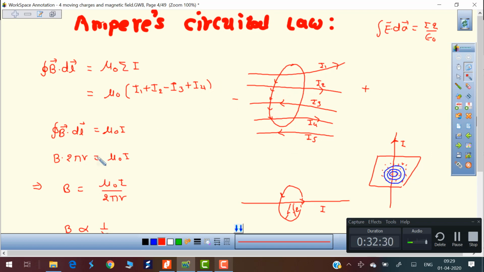Integration of B dot dl is equal to mu 0 into sigma I. And we derived one formula for illustration 4.8.